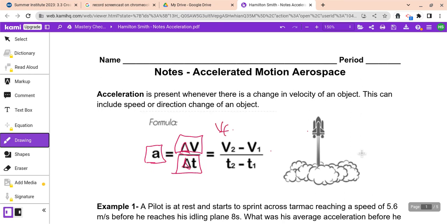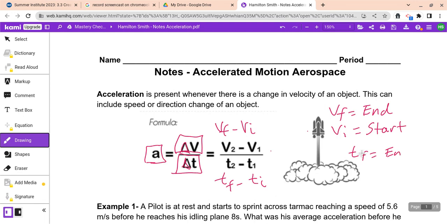This is commonly written as Vf minus Vi, which means velocity final and velocity initial. Velocity final is the velocity at the end. So how fast is it going at the end of the scenario? Velocity initial is how fast it's going at the start. We all know that V is velocity. That's been pretty standard all along. So there will be a change from start to finish. And then T2, T1 here on the bottom is also written as time final, time initial. Again, that's the same thing. Final time is the time at the end, and the time initial is the time at the start.